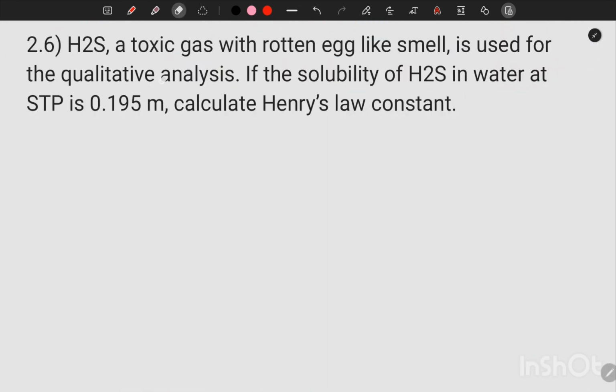Next question. H2S, a toxic gas with a rotten-egg-like smell, is used for the qualitative analysis. If the solubility of H2S in water at STP is 0.195 molal, calculate Henry's law constant. So here molality is given, 0.195 molal. That means 0.195 mole H2S is dissolved in 1000 gram of the solvent.